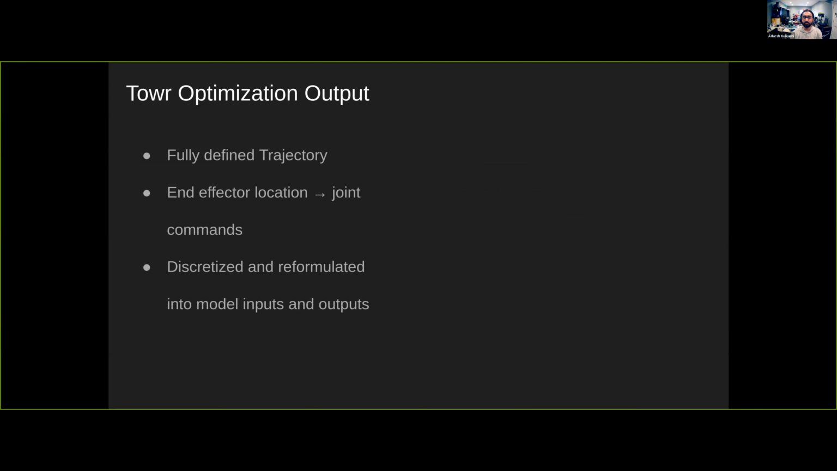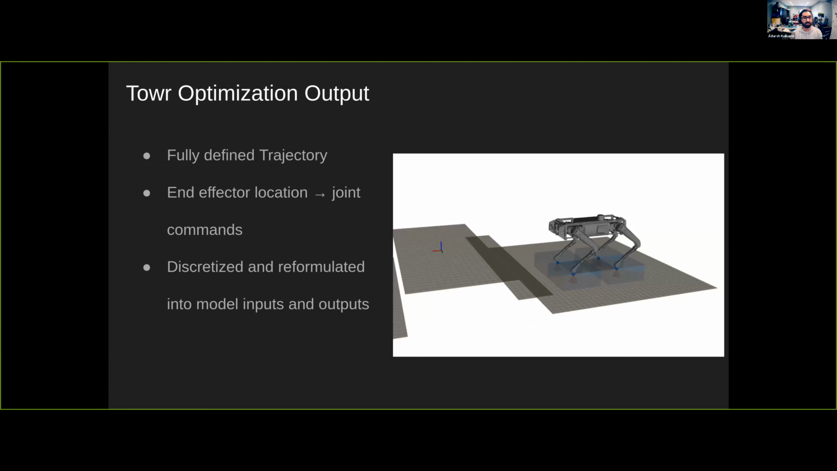So what do we do once we solve that actual optimization problem? We got a fully defined trajectory, a whole body trajectory as well as an end effector trajectory. We turn that into joint commands, as mentioned before. And we discretize and reformulate that into actual model inputs. So the stuff we talked about before, with command and joint angles and joint velocities and things like that.